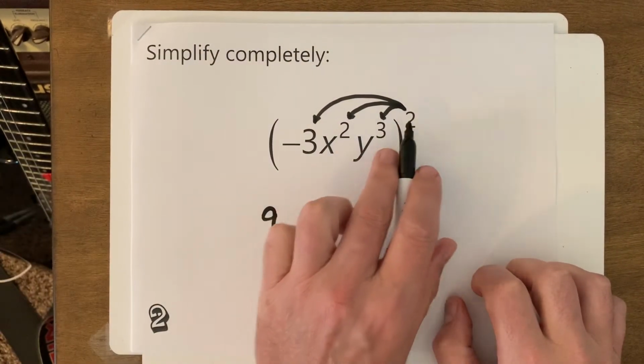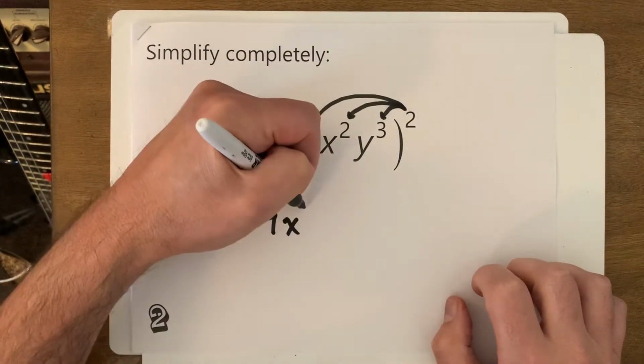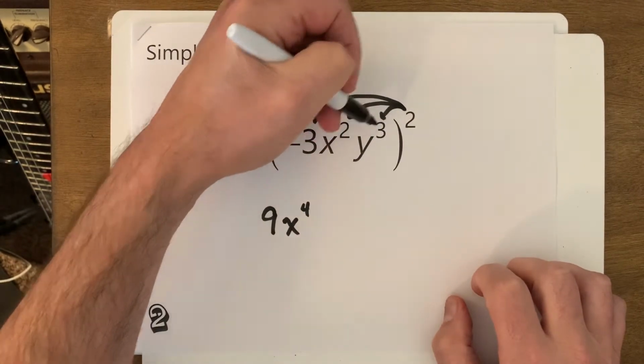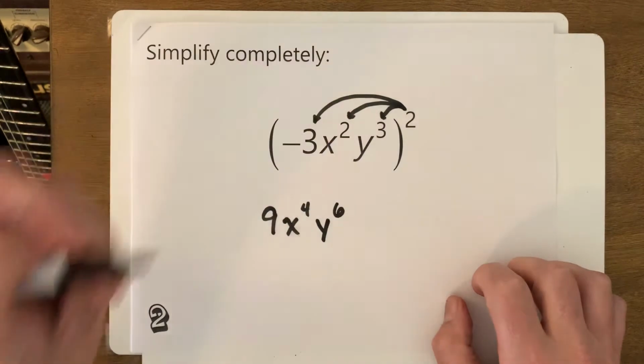X squared squared, 2 times 2 is 4, so it would be x to the 4th. Y cubed squared would be y to the 3 times 2, which is 6. So what's the common misconception here?